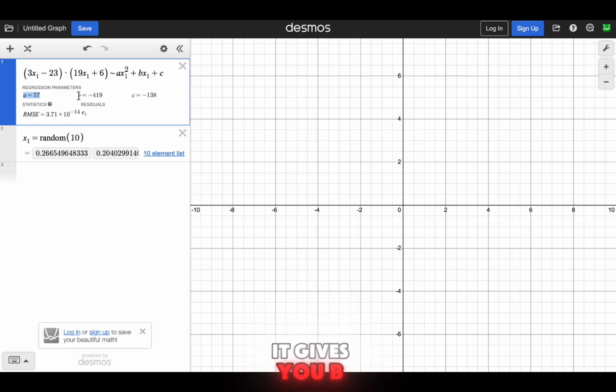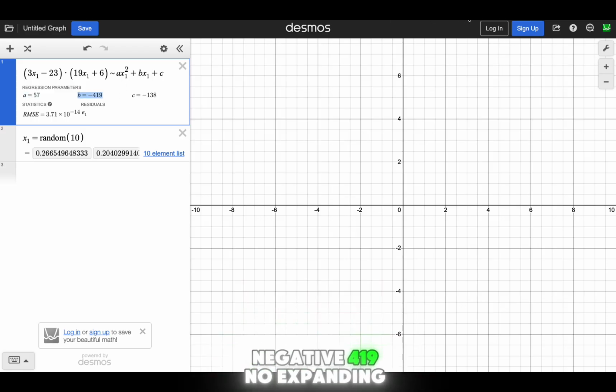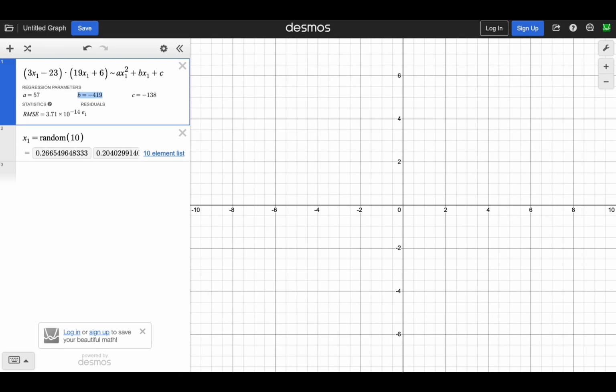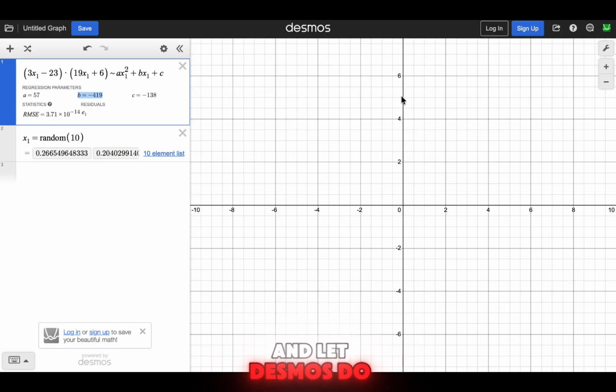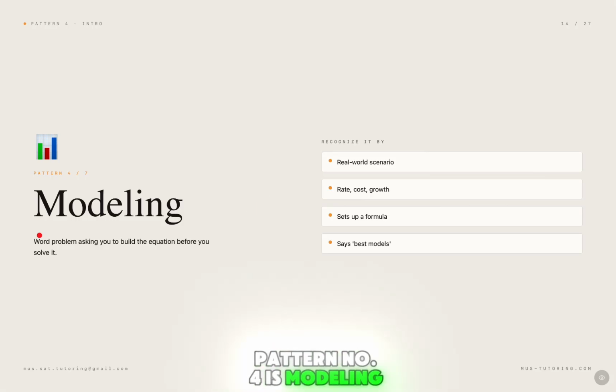It gives you b. It gives you c. We only care about b, negative 419. No expanding. No combining like terms. Just recognize the pattern and let Desmos do the work. Pattern number 4 is modeling.